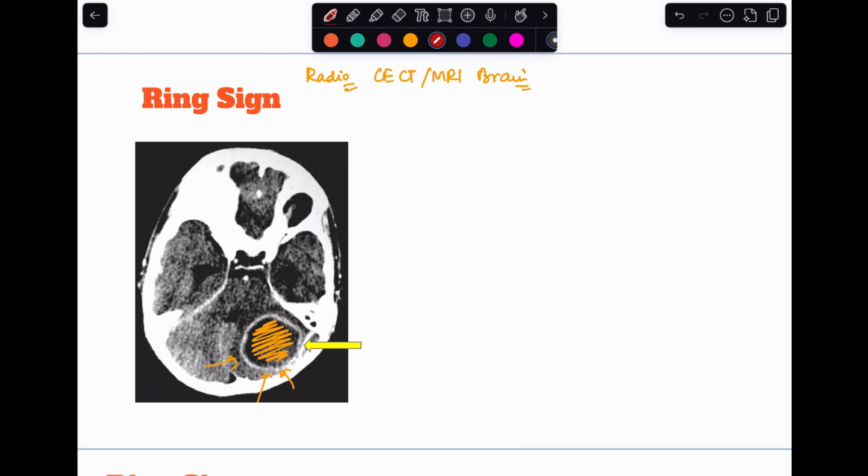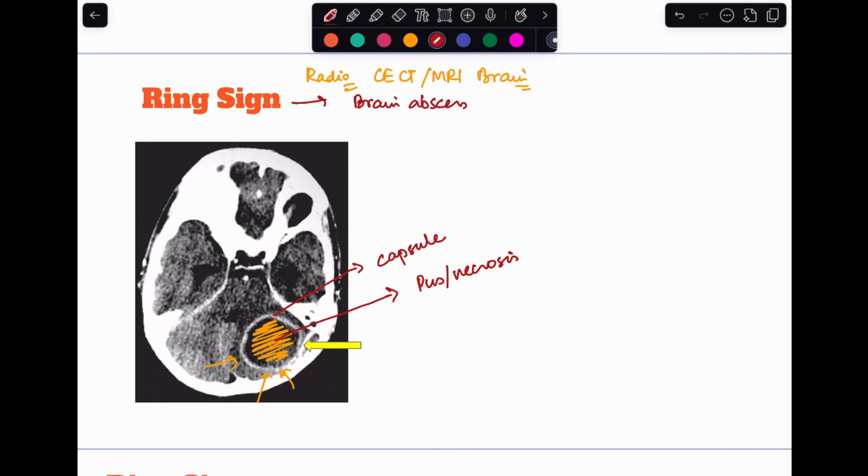Where do we see this? Ring sign is typically seen in case of brain abscess, which can develop as a complication of otitis media. So how does this happen exactly? The central hypodense area that you are seeing over here, this core, is the area which contains the pus or the necrosed area. And this peripheral ring enhancing appearance that you are seeing is formed by the capsule of the brain abscess.